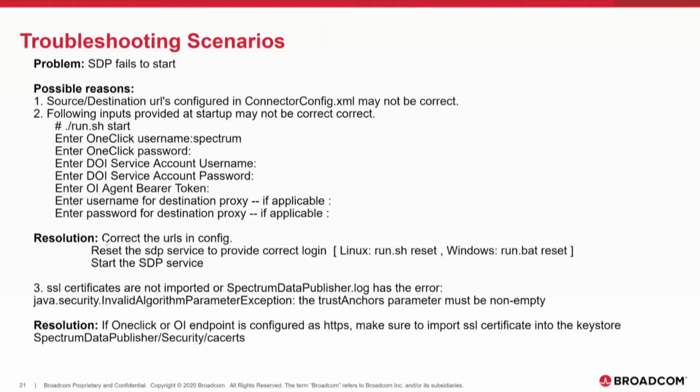We need to make sure the configuration is correct. If needed, we re-enter any usernames and passwords. We always have the option to reset the configuration: we run run.sh and use the reset option, which will reprompt all the inputs. Once it is reset, we can start the SDP using run.sh start.